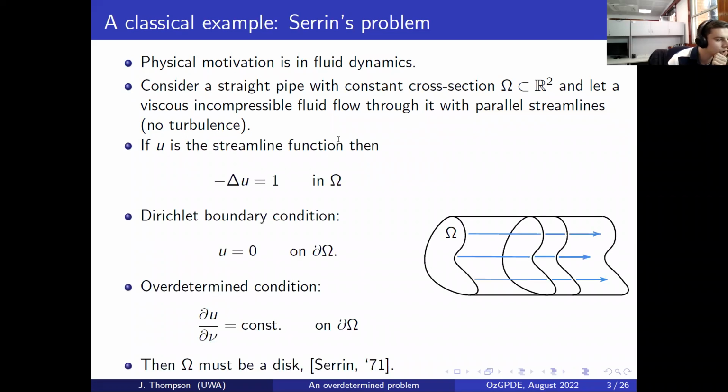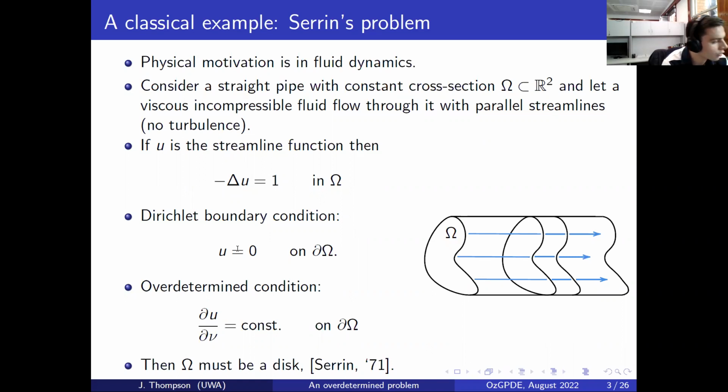Now, if you go through the physics, you can define what's called the streamline function. You can check that the streamline function u satisfies that minus Laplacian of u is constant in omega. If I select units that make all the constants go to 1, then it has minus Laplacian u equal to 1 in omega. And then we also have this Dirichlet boundary condition that u is 0 on the boundary, and this is a common condition in fluid dynamics.